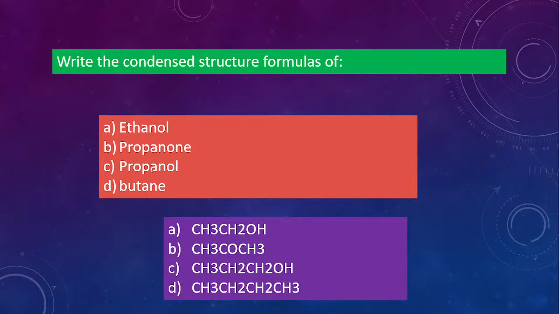Condensed structure means you have to write the formula first, without showing the bonds. So you only have to write in this condensed form. This is called condensed structural formula. OL means alcohol, ONE means ketone, and ANE means alkane.